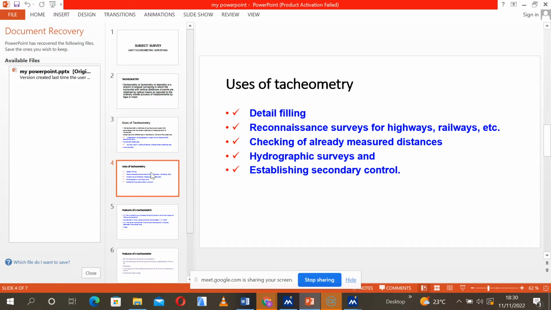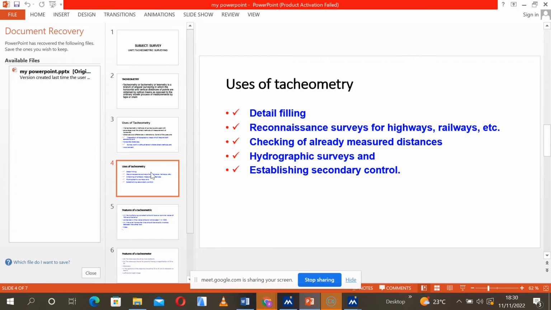As you can see, a tacheometer has many uses. It is a very useful machine for surveyors, especially those working on highways and railways, and it is also used for hydrographic surveys and to establish secondary controls. That's why it is preferred over the tape measure, which was used largely but cannot be used in some areas, so they came up with a tacheometer. Let's move on and see the features of this tacheometer and how it can help.